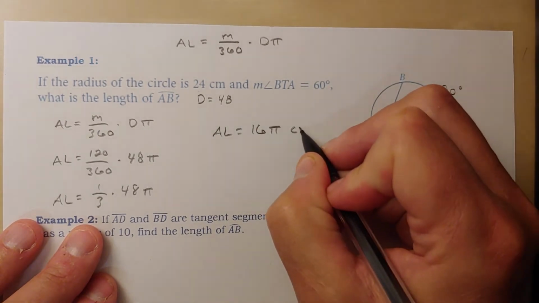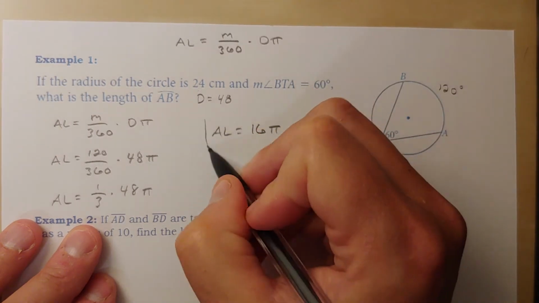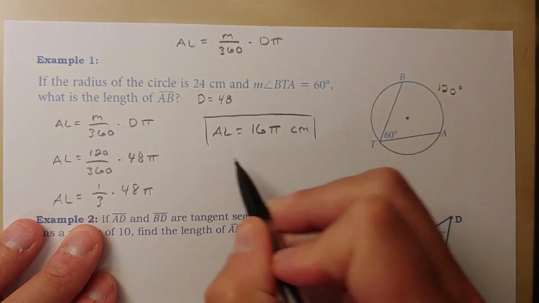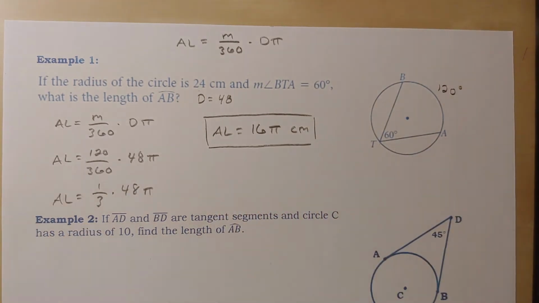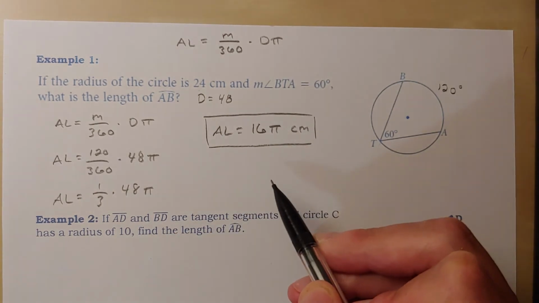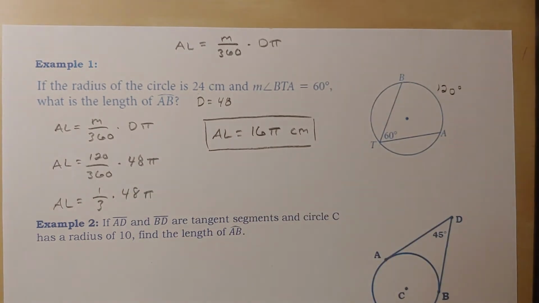My answer would be in centimeters. So the length of arc AB is equal to 16 pi centimeters, leaving my answer in exact form in terms of pi. Let's do a couple more.